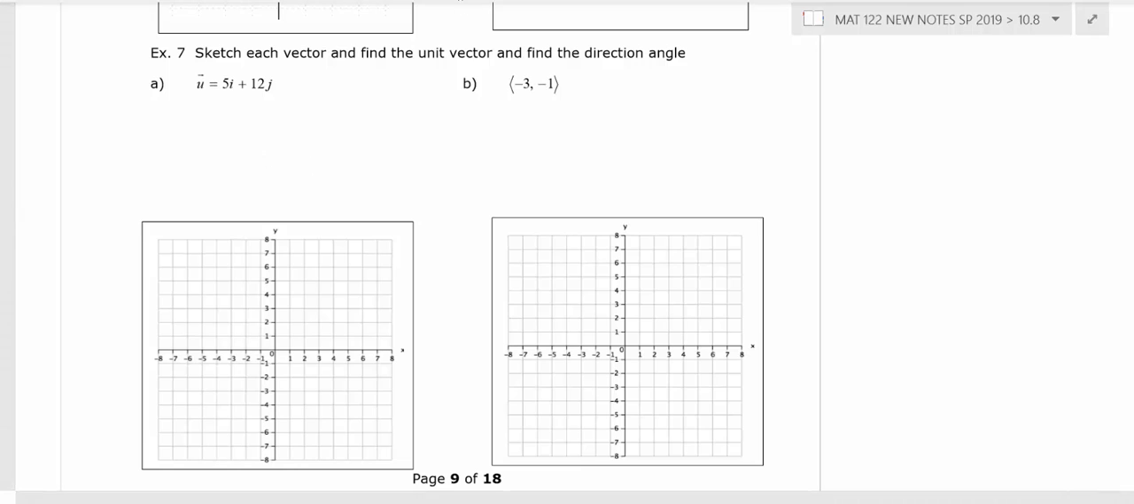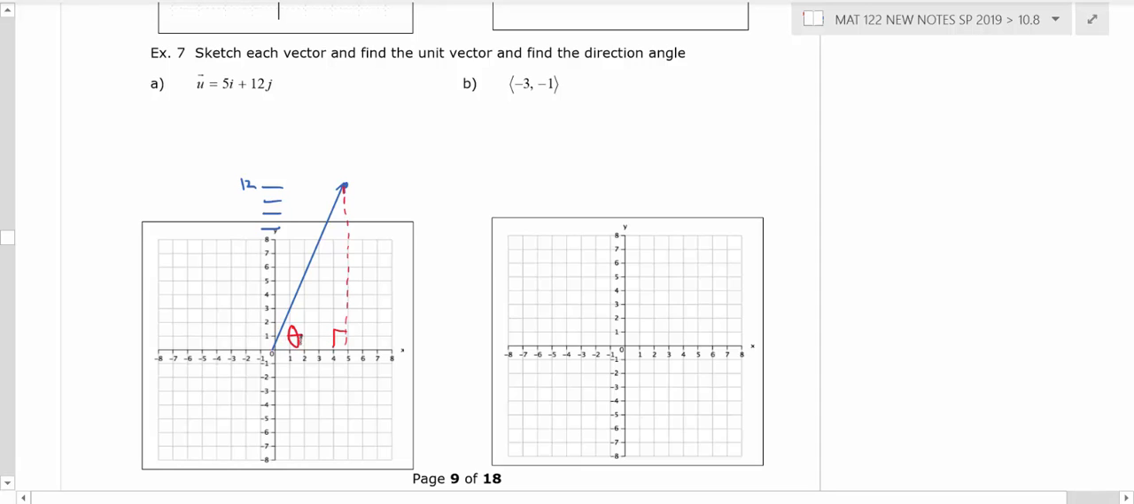So for this one, we're going to plot the vector. We did this same one before: over 5, go up 12. So let's go 9, 10, 11, 12, and sketch in that vector like that. Now what we end up getting is a triangle on this. So I'm going to draw a triangle. You actually don't have to do that on these problems, but it's not a bad idea because it helps you understand what's going on.